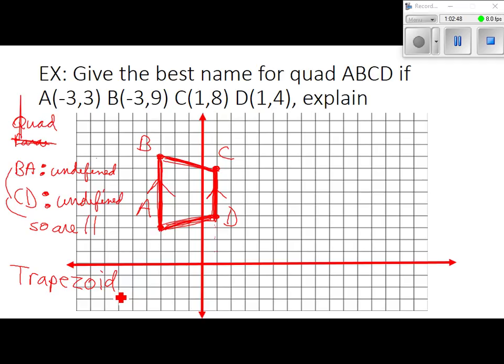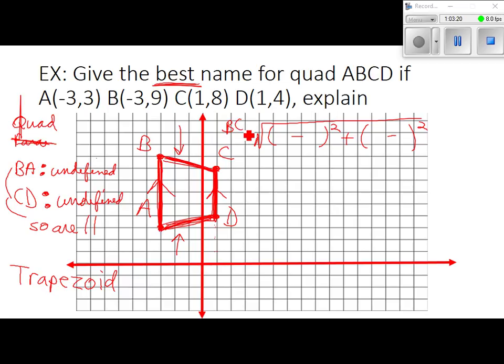Now, we want the best name. There's one name that might be better than just calling it a trapezoid, and that's if it's an isosceles trapezoid. If it's an isosceles trapezoid, then segment BC and segment AD should be equal in length. They should be congruent to each other. So I'm going to use the distance formula to try to figure that out. Let's do BC first.